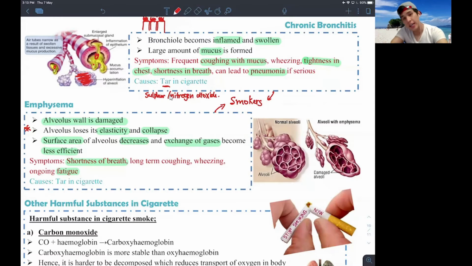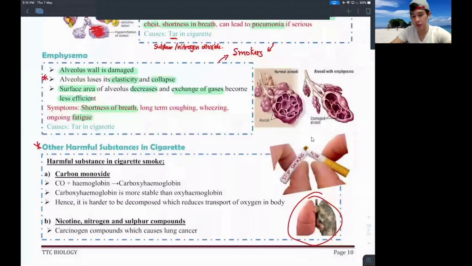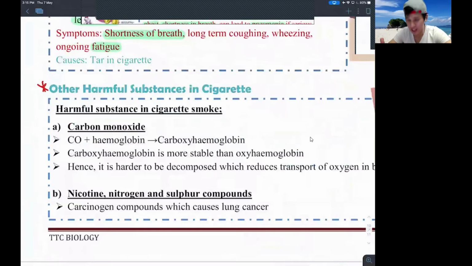Okay, now, besides tar, sulfur dioxide and nitrogen dioxide, I add another thing inside your notes here. You have other harmful substances in cigarettes. Besides the tar, which is the black thing in cigarettes that causes your lungs to be black like this, the first one is carbon monoxide. Carbon monoxide, as you know, is a very harmful gas to the human body. As you breathe it in, just like oxygen, it can bind with hemoglobin.